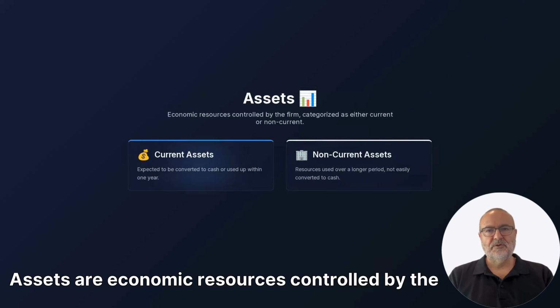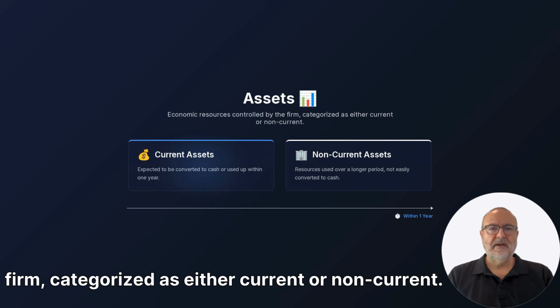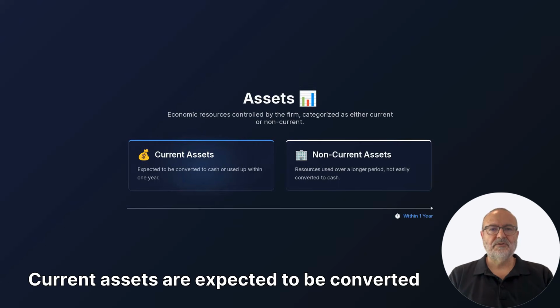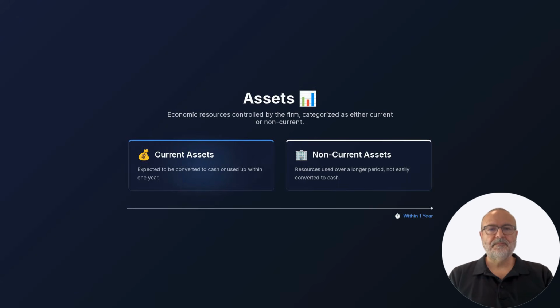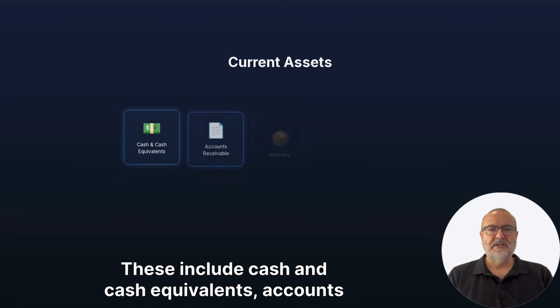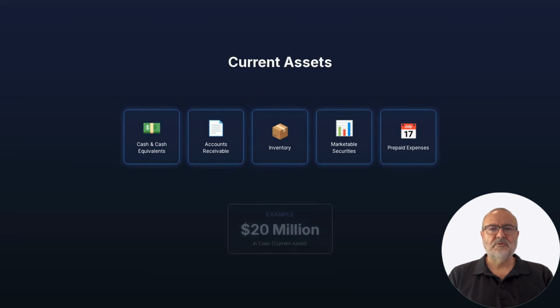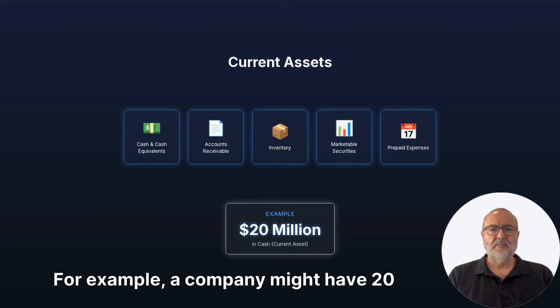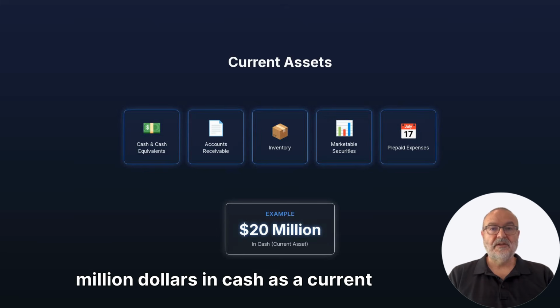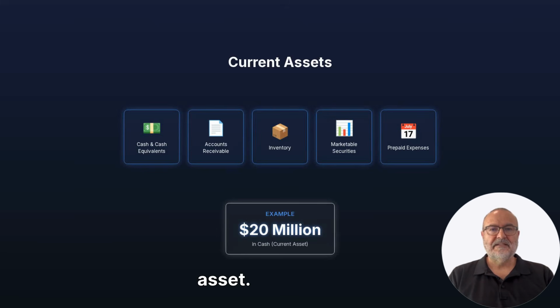Assets are economic resources controlled by the firm, categorized as either current or non-current. Current assets are expected to be converted to cash or used up within 1 year. These include cash and cash equivalents, accounts receivable, inventory, marketable securities, and prepaid expenses. For example, a company might have $20 million in cash as a current asset.